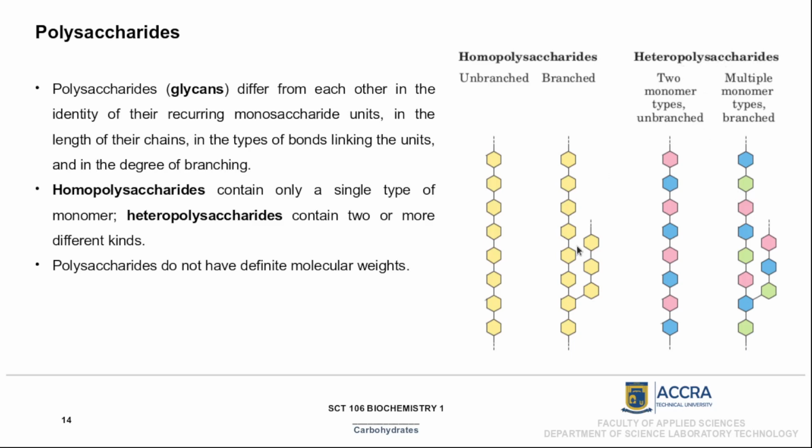And you can have a homopolysaccharide that is branched or unbranched. You will see later the bonds that give the branch points in polysaccharides. So you have the unbranched homopolysaccharide, and you have the branched homopolysaccharide. You can also have an unbranched heteropolysaccharide or a branched heteropolysaccharide.